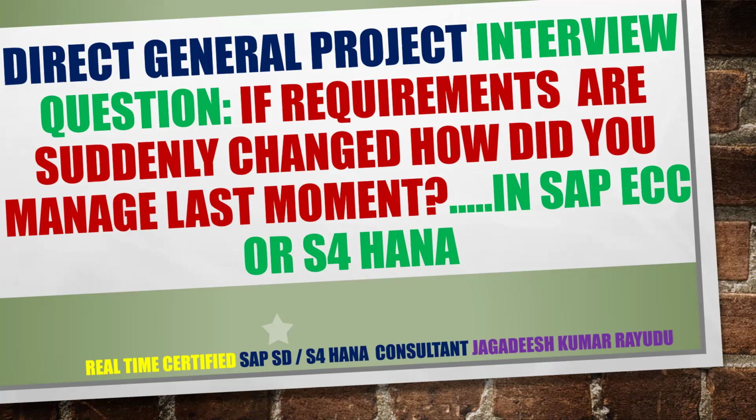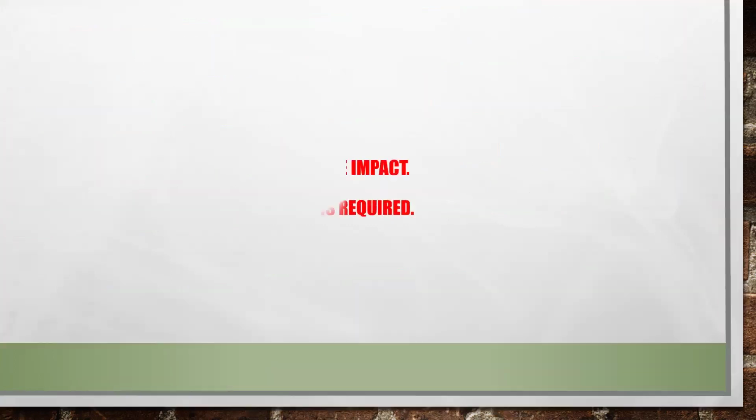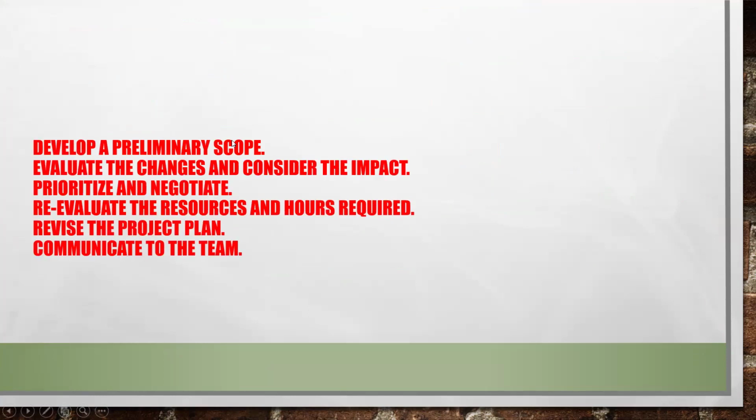Okay, so if requirements are suddenly changed at the last moment, how did you manage? I will tell you the theory and you can apply your own examples while answering to the customer. Okay, first, develop a preliminary scope. What is the first scope for that particular solution? For example, if I map the same sentence to my previous example, what is the preliminary scope?